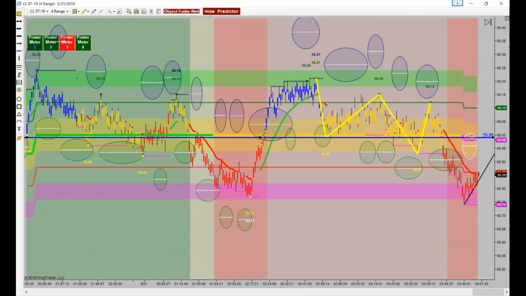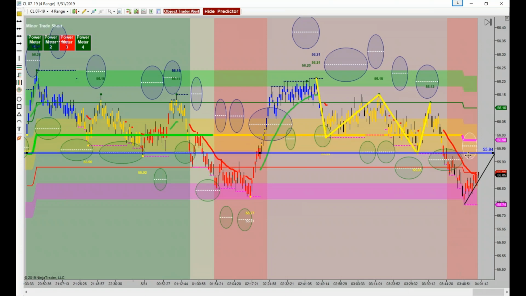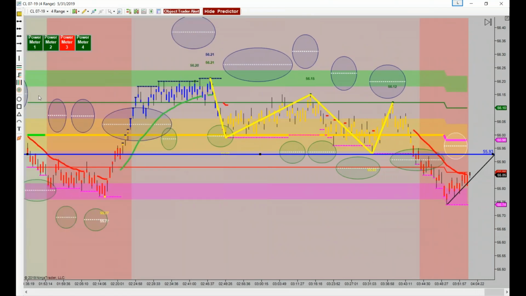Now, how deep does it go? That is the key to this. And the thing is, they don't necessarily go to fib numbers. They don't go to a particular level, even looking left to trade the right.